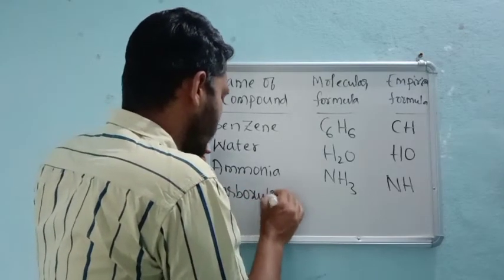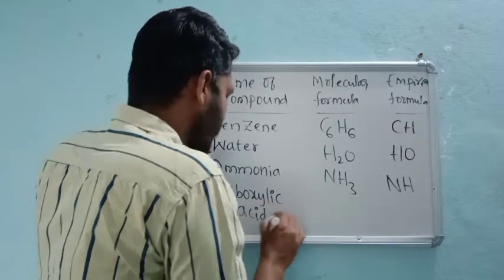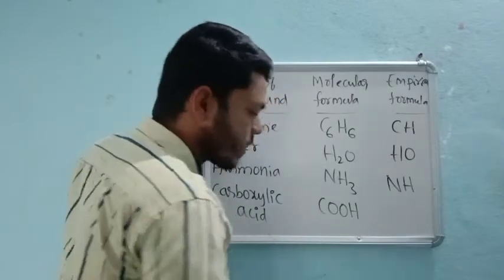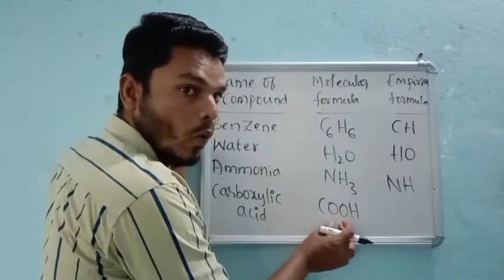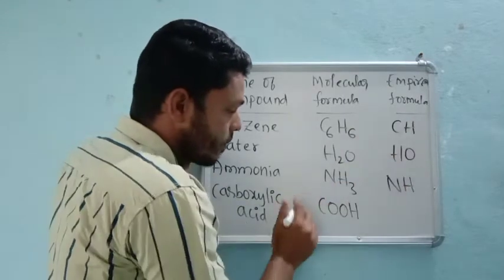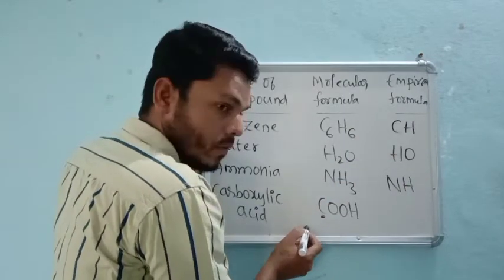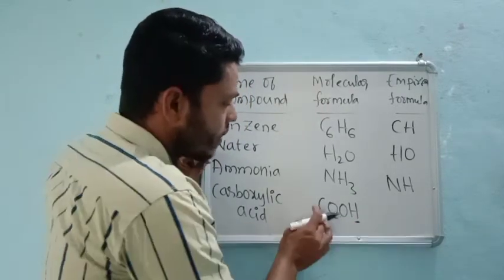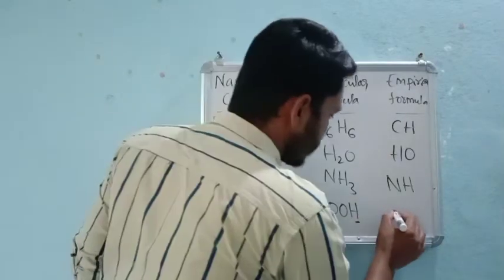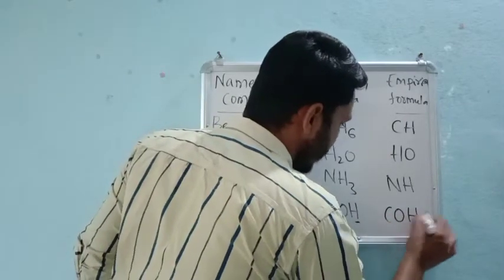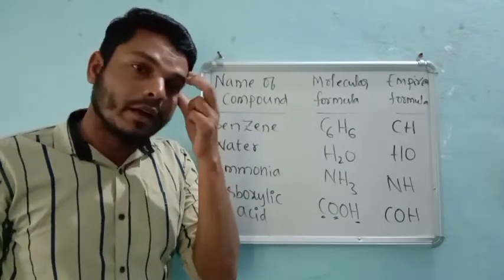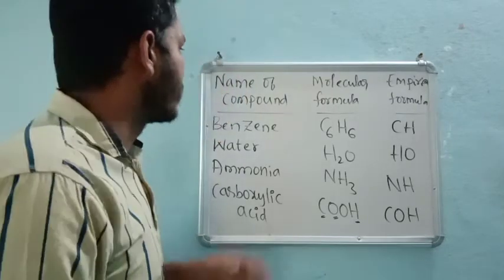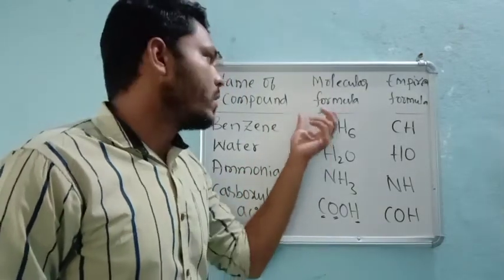Next, carboxylic acid. Carboxylic acid means COOH. So there are three different elements present. Don't go for counting the numbers of O while representing the empirical formula. So here one different element, one more and one more, like H. So there are three different elements. What are those in carboxylic acid? C, O, and H. This is our empirical formula.